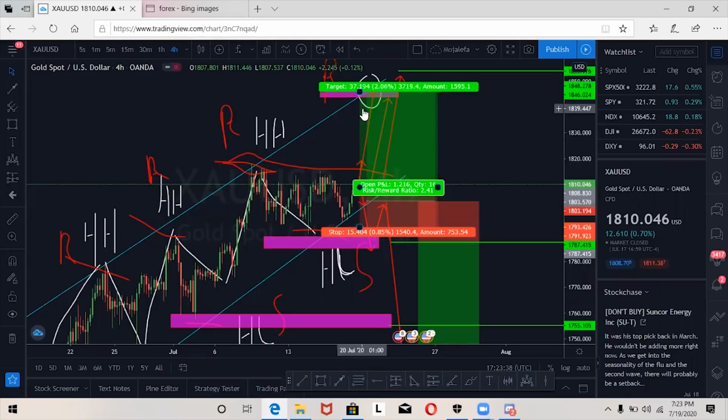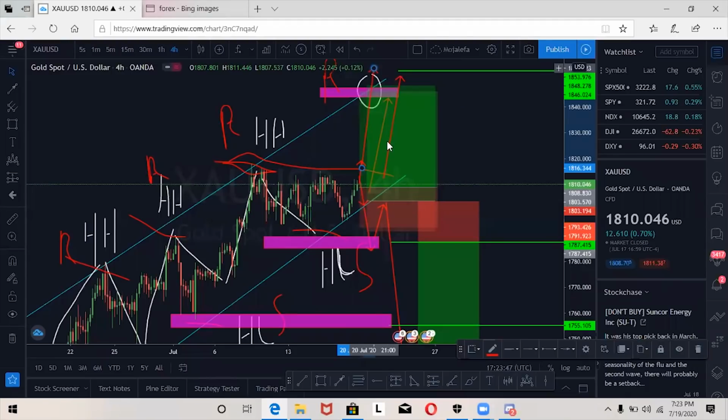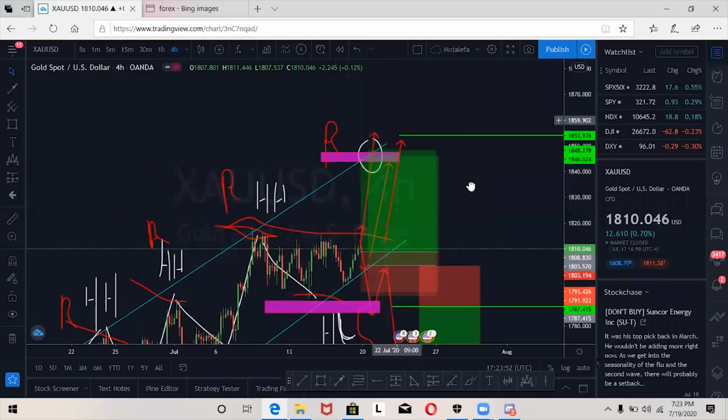Maybe you can accumulate more money by this pair breaking this trend and moving at a higher pace or higher momentum to the upside.